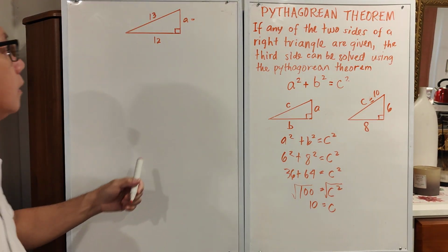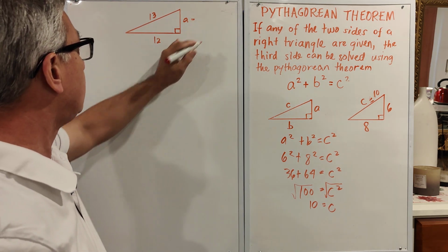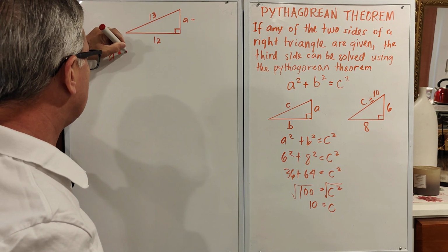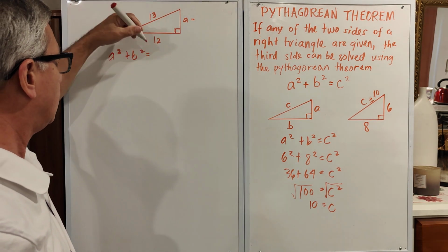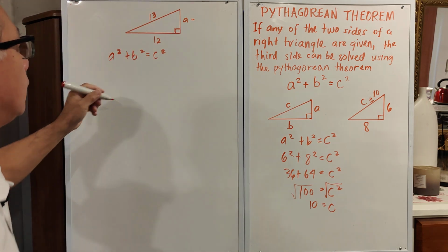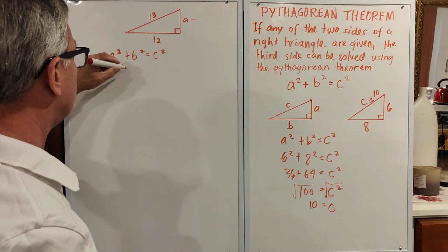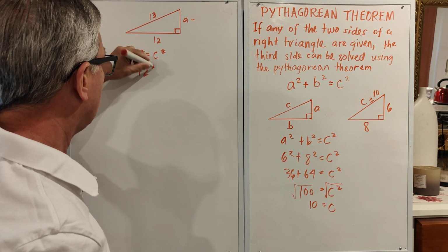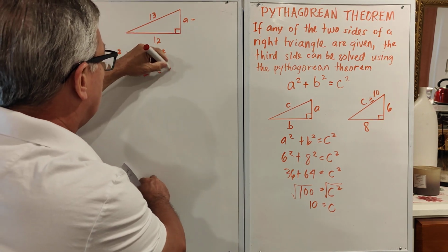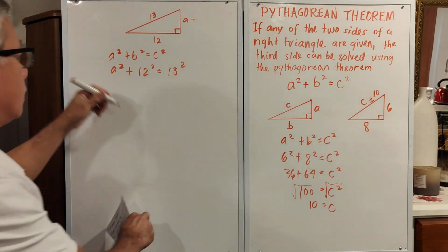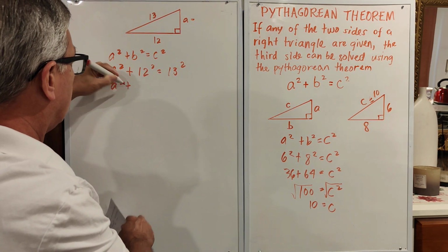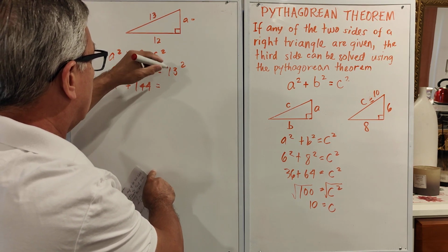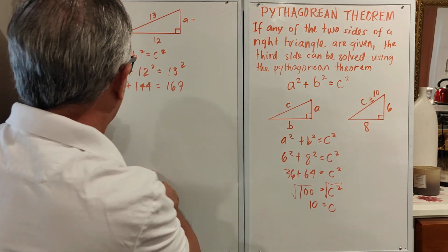Here's another example. We have A, this side is 12, and this side is 13. So we just apply it to the equation. A squared plus 12 squared is equal to 13 squared. 12 times 12 is 144. 13 times 13 is 169.